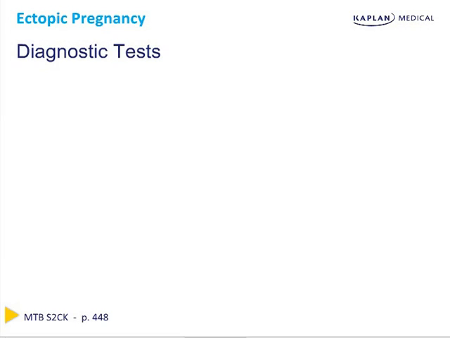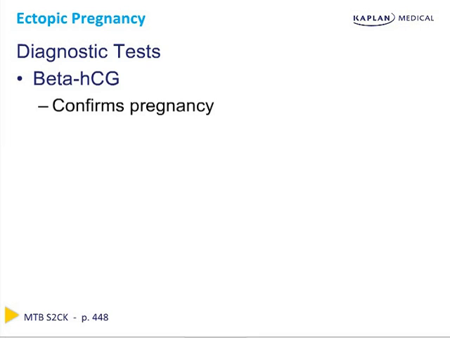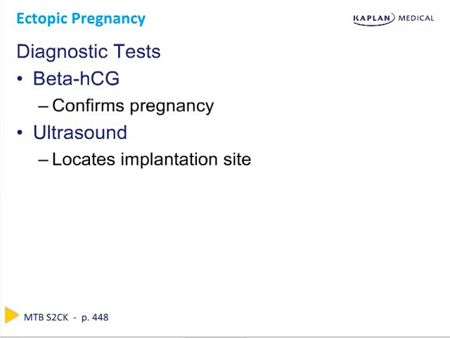The diagnosis of ectopic pregnancy is based on a combination of a beta-hCG, which confirms pregnancy, and a high-resolution transvaginal ultrasound, which enables the location of the implantation site to be determined. These two tests enable the early diagnosis of ectopic pregnancy, ideally before the tubal rupture. The transvaginal ultrasound is going to be the most useful test for determining the location of the pregnancy.